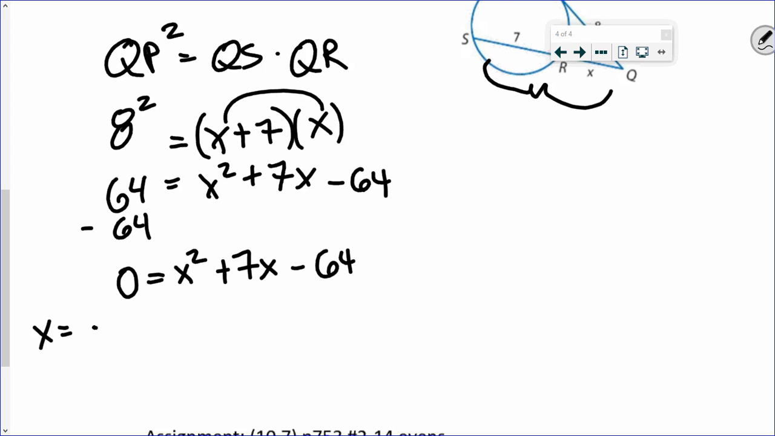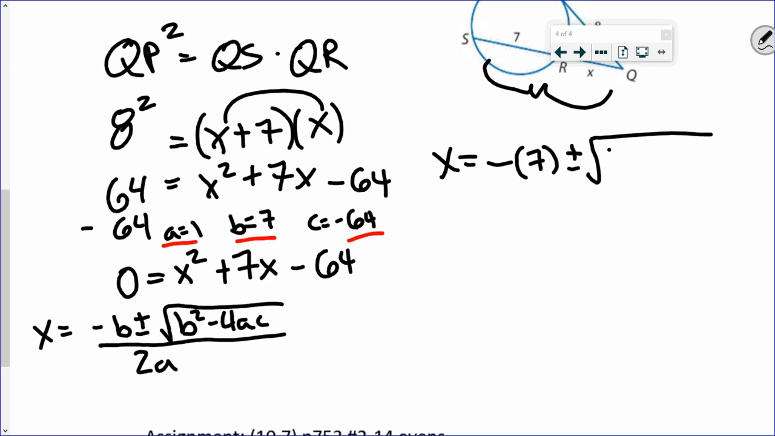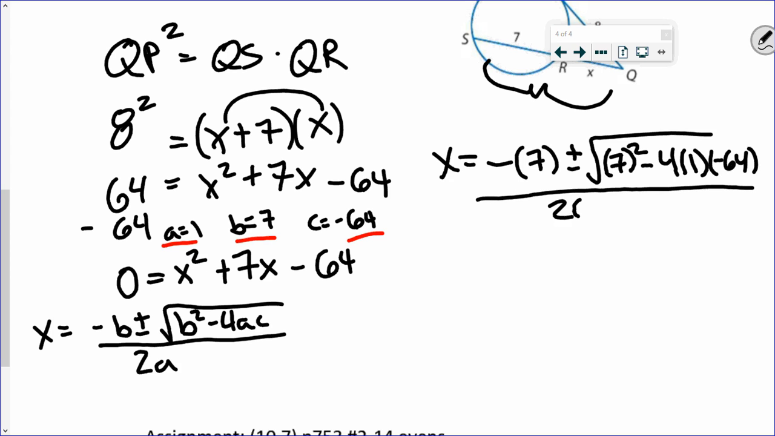And recall the quadratic formula. Negative b plus or minus square root of b squared minus 4ac all over 2a. Okay, where a is the coefficient of x squared, so a in this case is 1, b is the coefficient of x, which is 7, and c is the constant, negative 64. So we're going to plug in a, b, and c, where we see a, b, and c in the quadratic formula. So that gives us x equals negative, substitute b, which is 7, plus or minus square root of b squared, so 7 squared minus 4, times a is 1, times c is negative 64, all over 2 times a, which is 1.